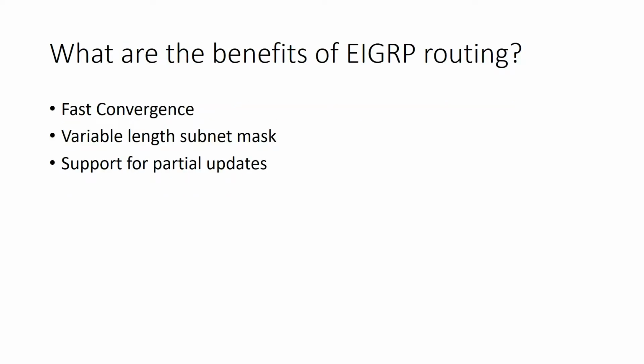So what are the benefits of EIGRP? EIGRP allows for fast convergence when there's changes on the routing tables within the routers. Variable subnet length, so you can have routers that have different subnets and different IPs, and support for partial updates. All this becomes unlocked when you don't have to transfer your routing tables across 50 routers when you have a big campus.